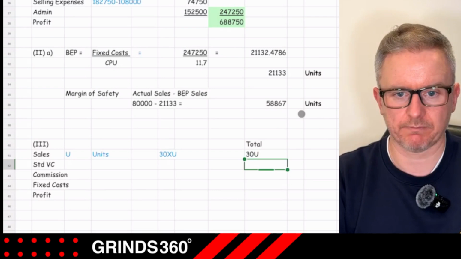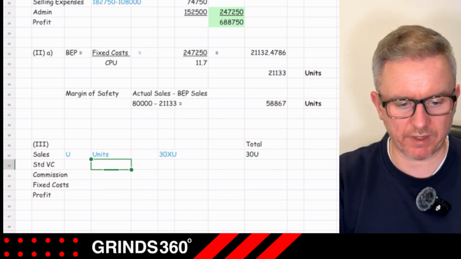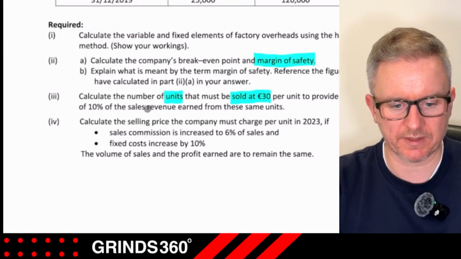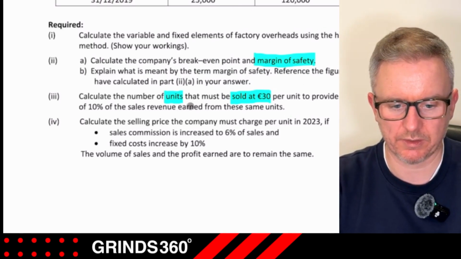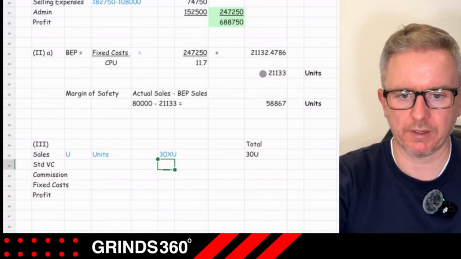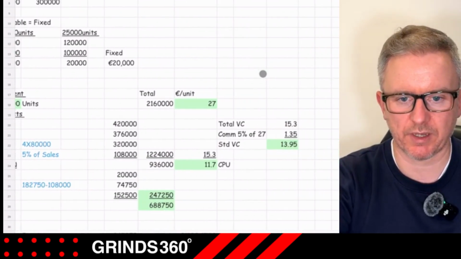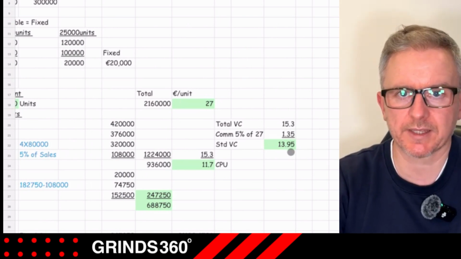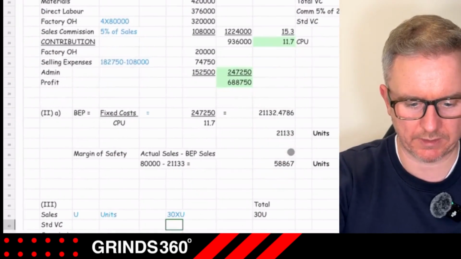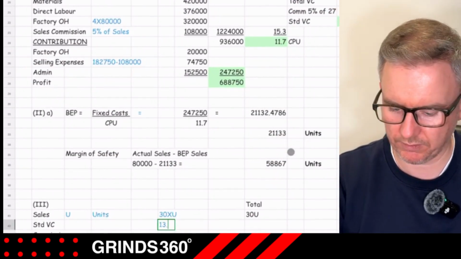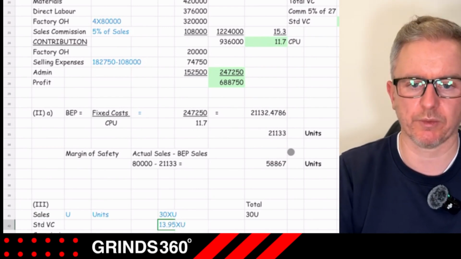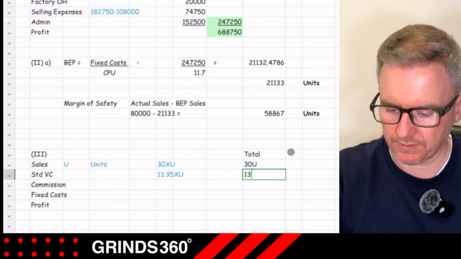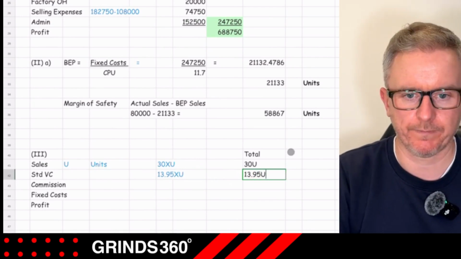And that's it. Your standard variable cost has not changed. There is nothing telling you that the standard variable cost has changed. So I go back up and take the standard variable cost that I worked out, which was €13.95, and that's what I'm going to use. So I come back down and say, €13.95 multiplied by the number of units. I don't know the number of units, so I let it be U. So 13.95U.